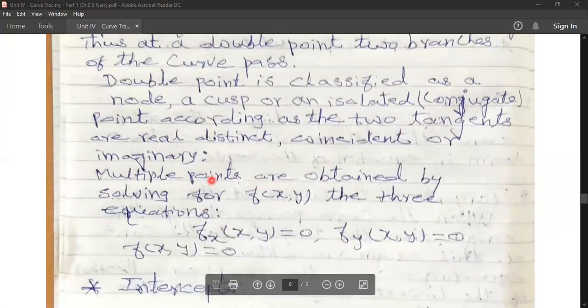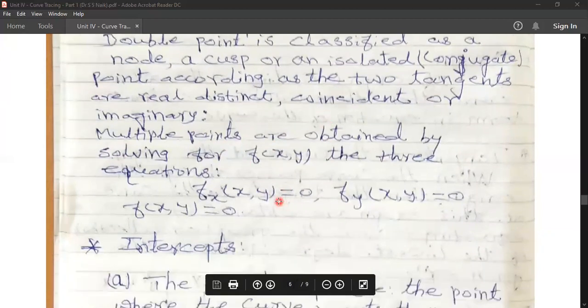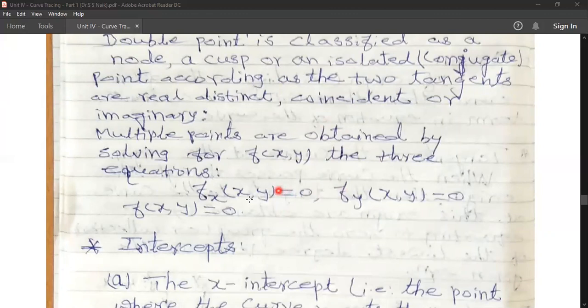Multiple points are obtained by solving for f of x, y the three equations: f subscript x of x, y equal to 0, f subscript y of x, y equal to 0, and f of x, y equal to 0. Here, f subscript x is the partial derivative of f of x, y with respect to x, and f subscript y is the partial derivative with respect to y. Then by solving these three equations, we get the multiple points.